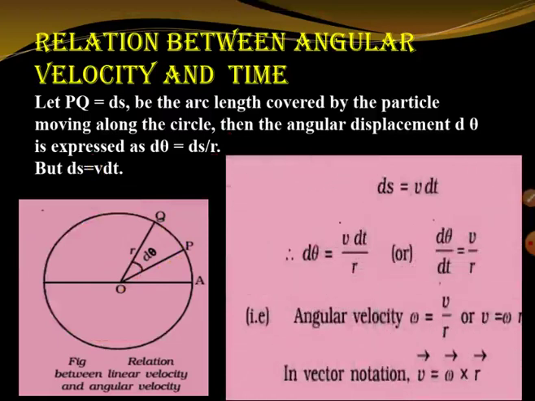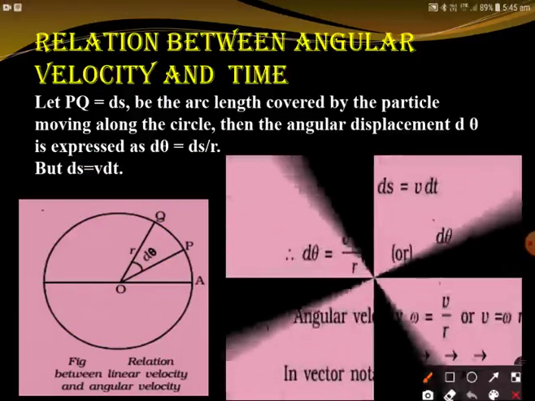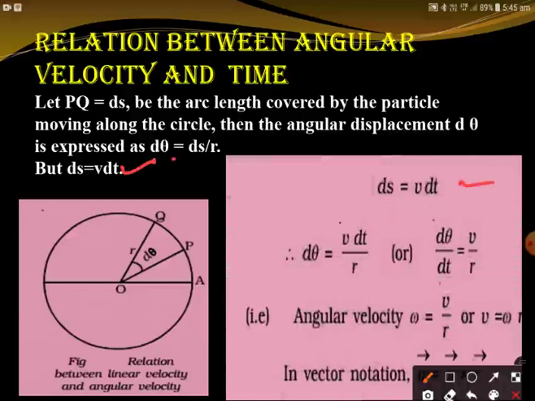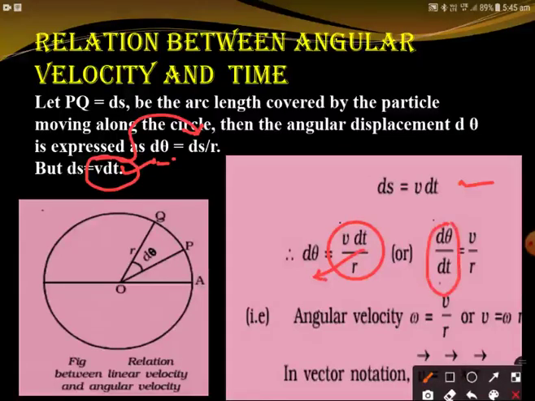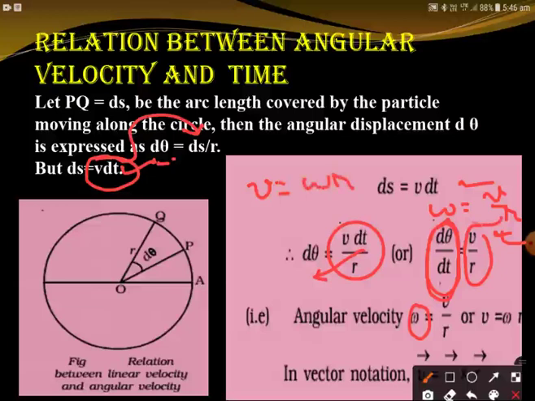Now let's take it that ds is equal to v into dt, as I said here. So what happened? Your d theta can be expressed by replacing this ds here. Then your d theta will be equal to v dt by r. Or if you bring this dt downward, then it will be d theta by dt equals v by r. What is this d theta by dt? This is nothing but the angular velocity. So angular velocity we denote by omega. So your omega will be equal to v by r. Got it? Or rather you can express this as v equal to omega r if you cross multiply.